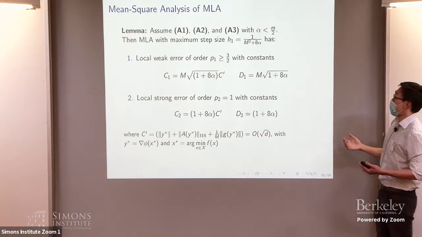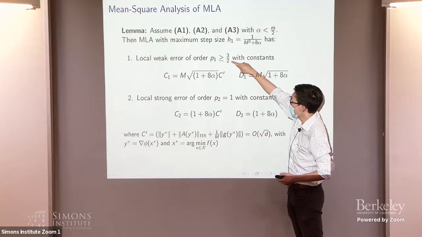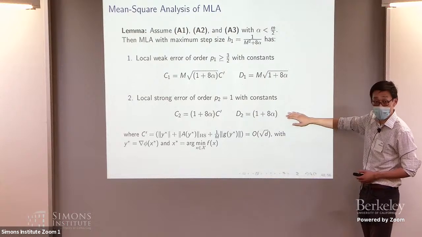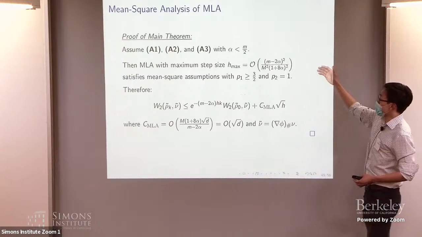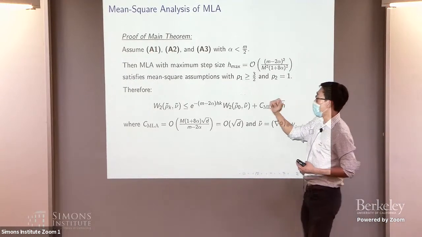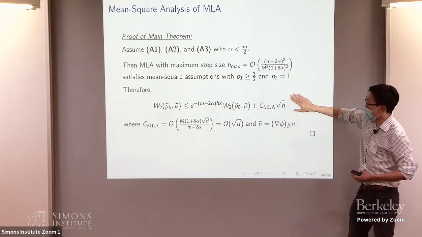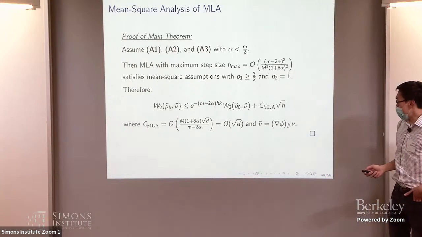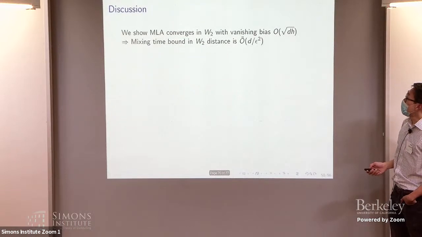And moreover, we can check that the discrete time algorithm has the following error orders. So P1 is 3/2 and P2 is 1. And we can also track the constants explicitly. Then the proof of the main result is to say that all those conditions imply that we satisfy the mean square analysis assumptions. And then we can conclude the following guarantee, which is our main result. So please check out the paper if you're interested, or I'm happy to talk.